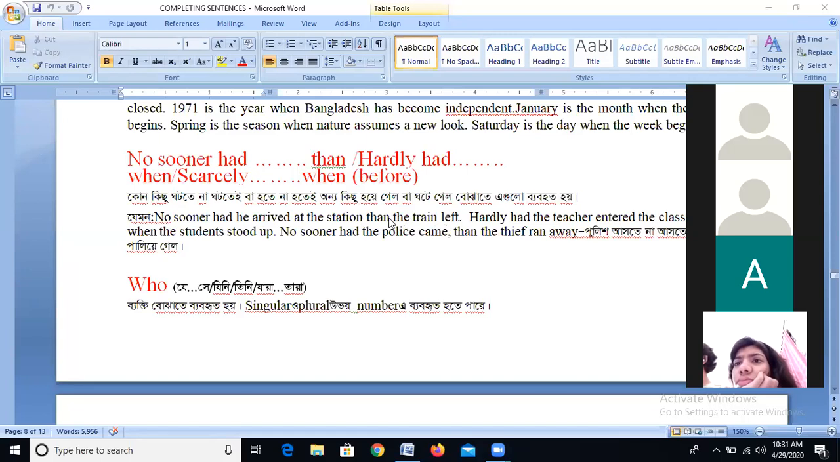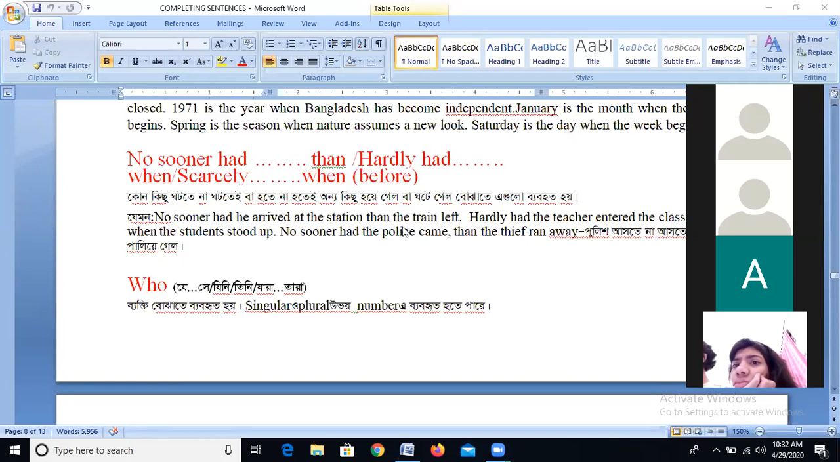than the train left. So why should we use than here? We use than here because we have sooner here. It's a comparative degree of soon. Why should we use a comparative degree here? We use a comparative degree to show the comparison between two actions. I find two actions here. One is he arrived at the station. This is action number one.